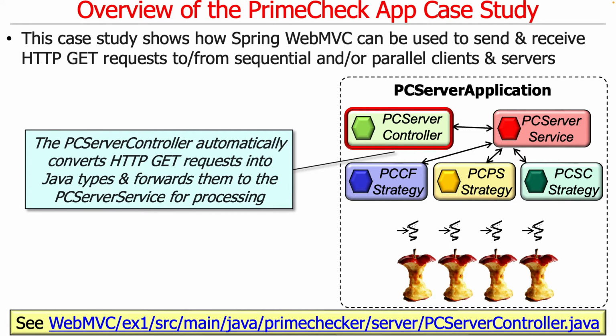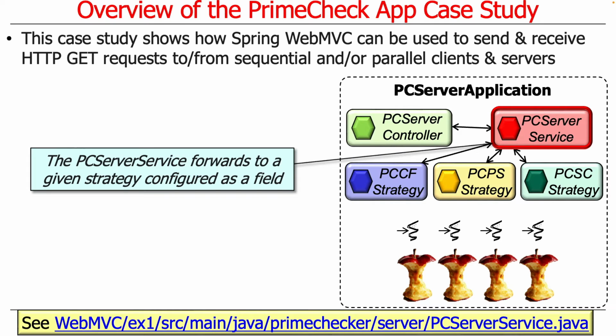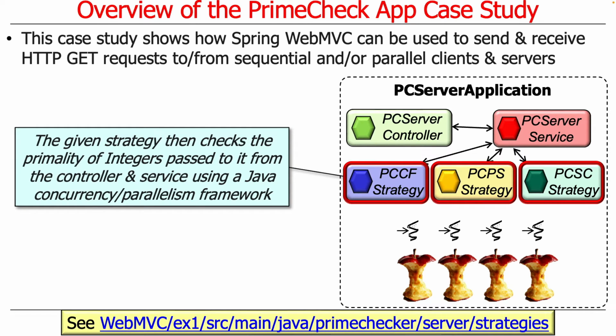As before, as always, we have a controller. And so this PrimeChecker controller is going to do what a controller always does. It takes the GET requests that come in and converts them into the appropriate Java types and then forwards them to the service to do the work. The service, much like we saw before, is going to take the request and then it's going to magically forward it to the underlying strategy: parallel stream, completable future, structured concurrency, et cetera. So you'll see how those things all work.